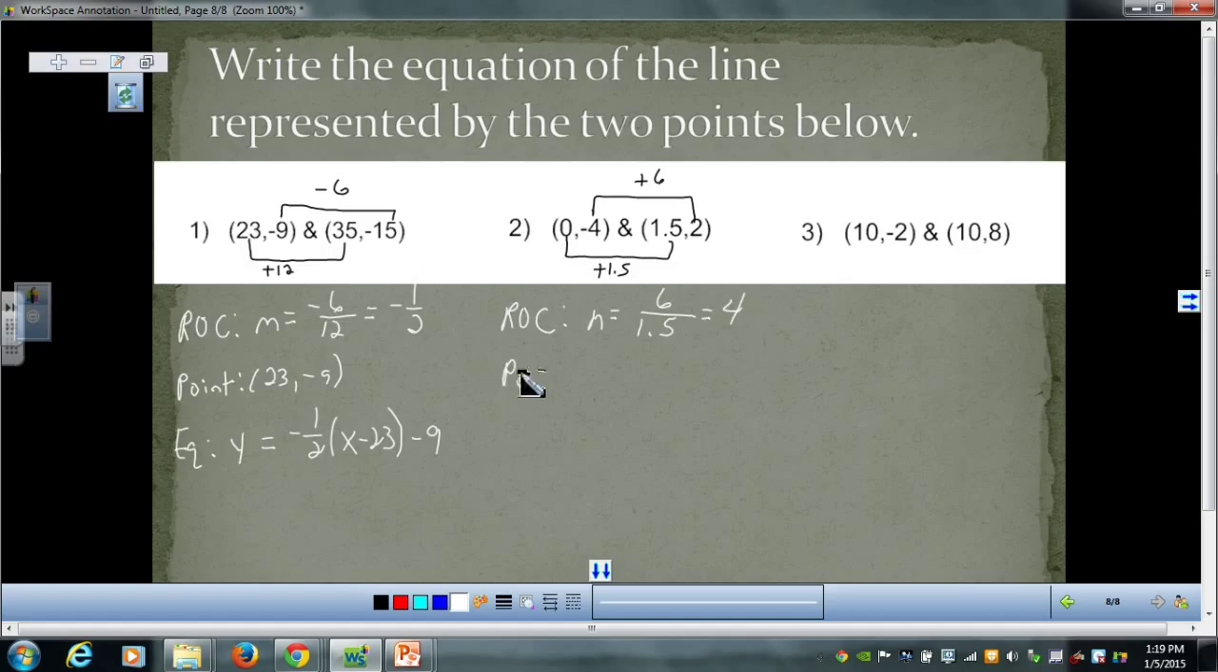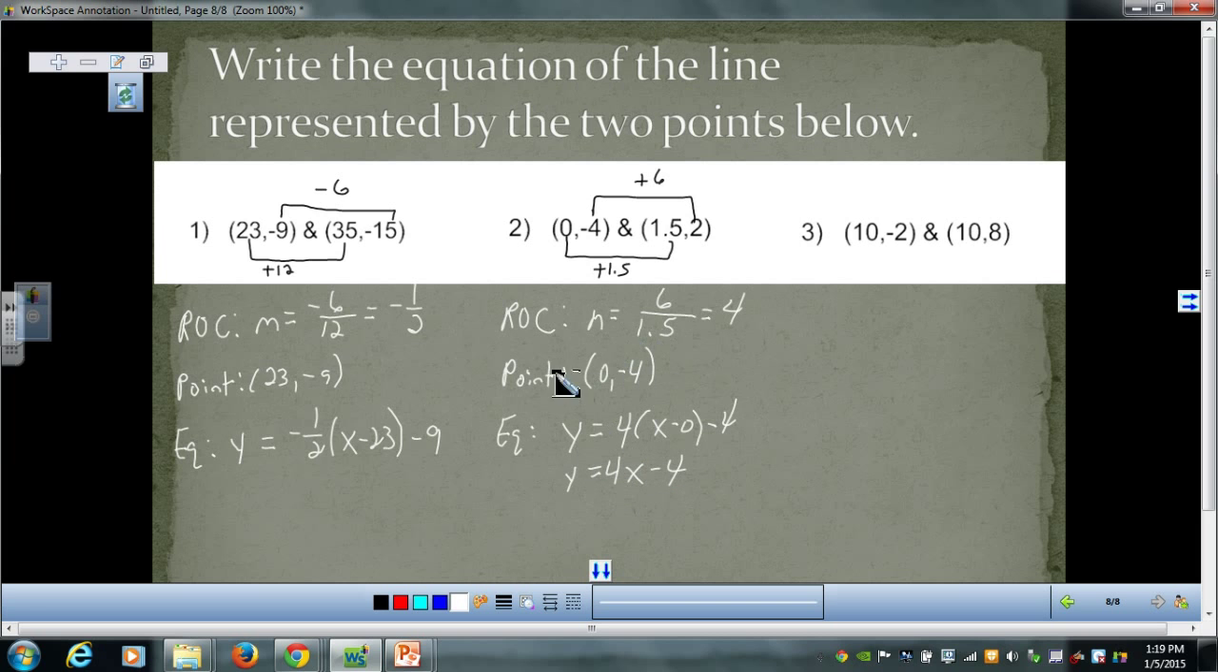Once again, just to make things simple, I'm going to take the first point there, and then I can write my equation. y equals 4 times (x minus 0), and then minus 4. And if you simplify the x minus 0, that would just be y equals 4x minus 4. All right, there we go.